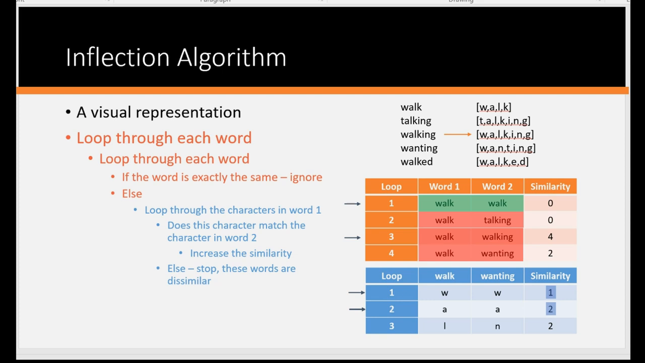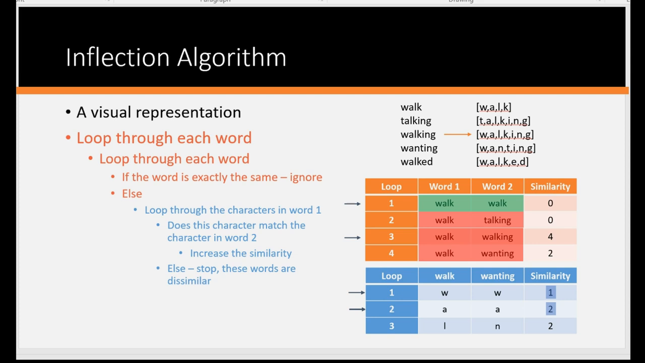We compare walk to walk, which has a similarity of zero. Why is it a similarity of zero? They're the same word. Then we look at walk and talk. They're not the same word. What do we do? Loop through the characters and increase the similarity if they're the same. If they're not the same, we stop.